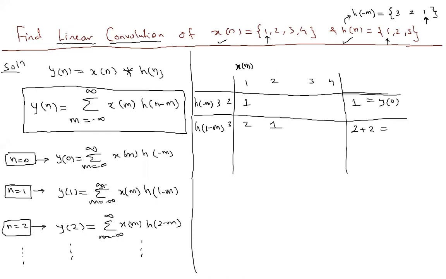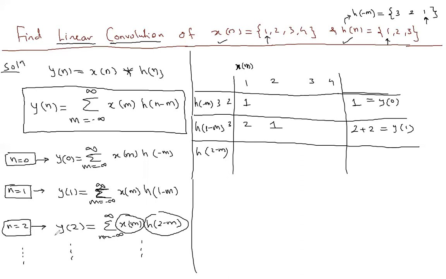Because as per the formula, this is the sum in between these two values. So I get y of 1. That's what we are executing right now. All right, so once I get this, next I want is h of 2 minus m. You have to multiply h of 2 minus m with x of m. If you multiply these two, we should be getting the answer as y of 2.